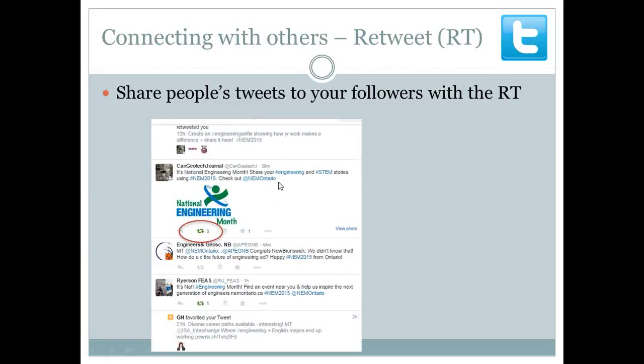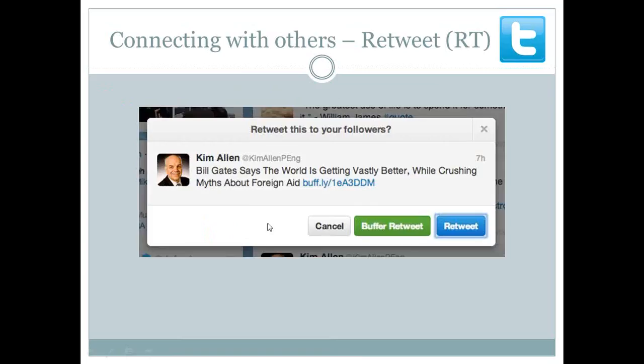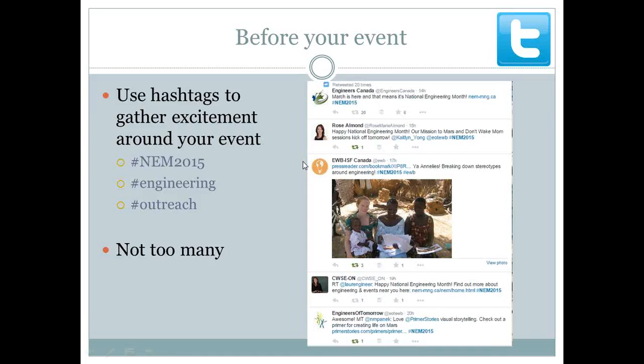And something you can do, if you're not really sure what to do exactly, is you can retweet things. Something you really like or you find interesting you want to share. Just click on these little arrows here that sort of look like the recycle symbol. Click on that, and it will create a retweet, and you can share it. So this is what will happen. This will pop up. So if I wanted to retweet this tweet by Kim Allen, I would hit retweet, and it would show up on my feed as something that I had shared.